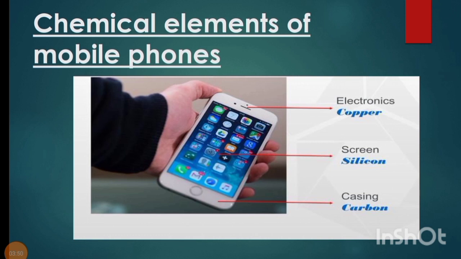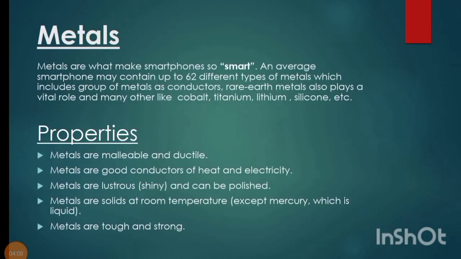Chemical elements of mobile phones. Copper is used in mobile phones for its wiring. In screen, silicon is used, and for casing, carbon is used because carbon is used in making plastic, and plastic is used for casing of mobile phone. Metals are what make smartphones so smart. An average smartphone may contain up to 62 different metals, which includes a group of metals as conductors. Rare earth elements also play a vital role, and many others like cobalt, titanium, lithium, silicon, etc.